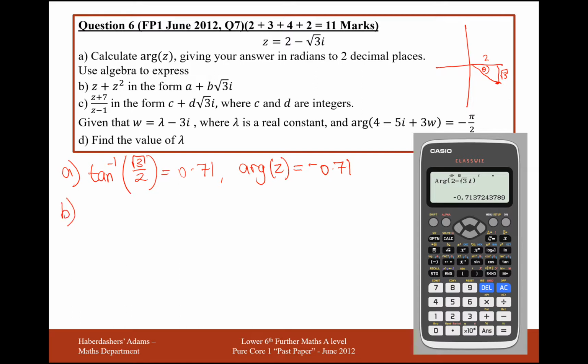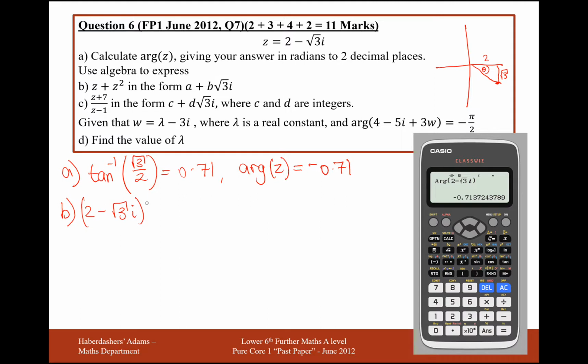Okay, great. Moving on to question B, express in algebra z plus z squared. Now I can also check this on the calculator as well in the complex number mode, but it is 3 marks, so I'm going to need to do and show some working. So 2 minus root 3i.